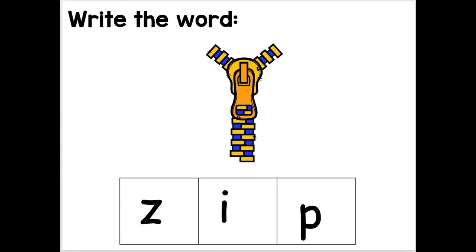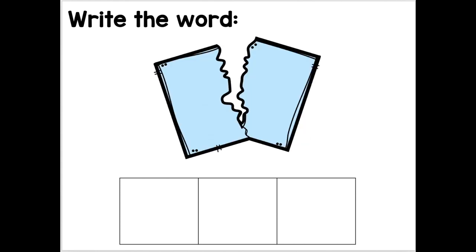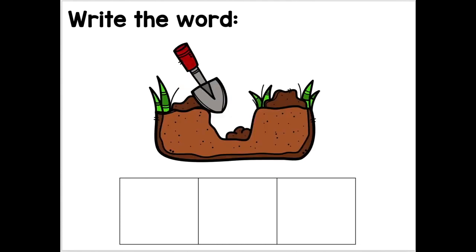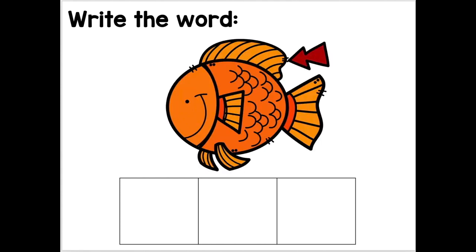All right. Now you're on your own. I'm going to show you some other words and pictures. You write them down. You got it. Here we go. Pig. P-ig. Next one. Rip. R-ip. The next one. Win. W-in. Dig. D-ig. Lip. L-ip. And the last one, fin, f-in.